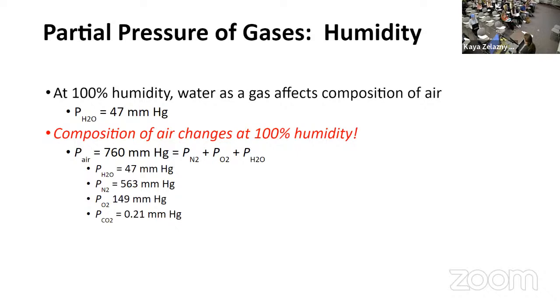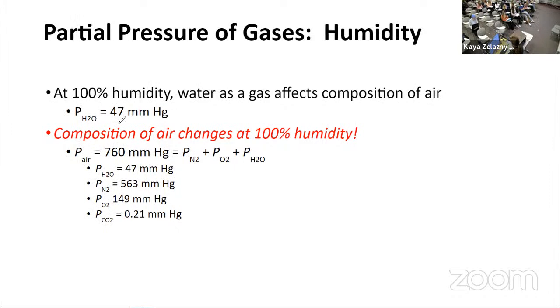So water as a gas affects the composition of air if you're out in the environment around you, but also your body is changing the composition of that air as you breathe it in, okay? So when we're thinking about the air you breathe, we do want to think about humidity as well. At 100% humidity, the partial pressure of water, that water vapor, H2O, is about 47 millimeters of mercury, okay? So this means that our composition of the air is going to change in terms of these partial pressures when we have this humid, warm air, okay?